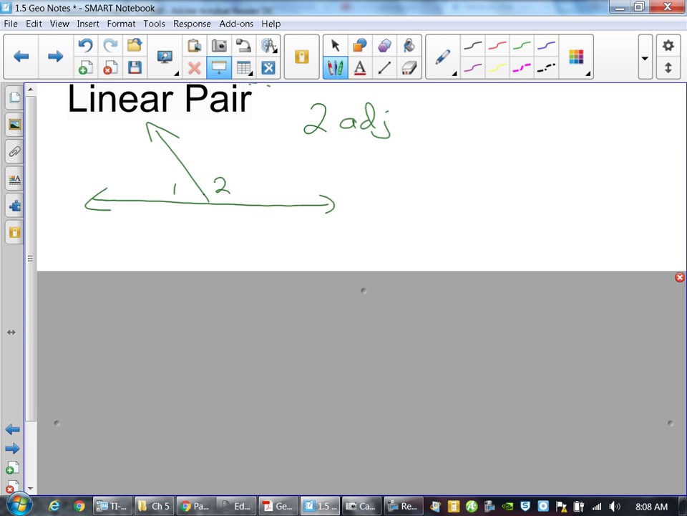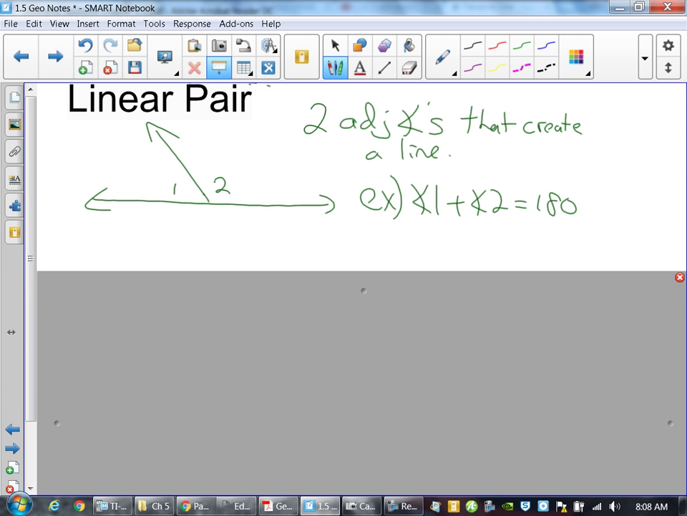Is it okay if I abbreviate adjacent as ABJ? Absolutely not. Adjacent angles that create a line. What do you think the sum of those two angles is going to be? 180. Linear pairs create 180 degrees. So in this example, angle 1 plus angle 2 will always equal 180. So anytime you're given a linear pair, it means the two angles add up to equal 180.